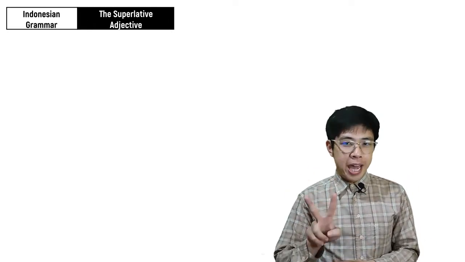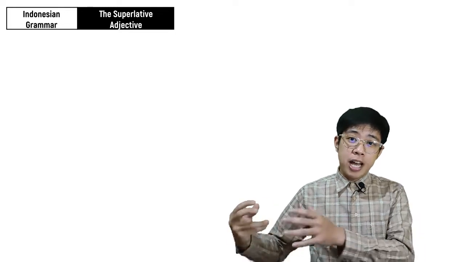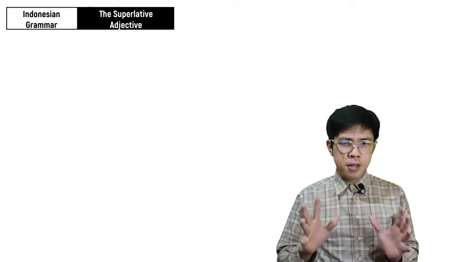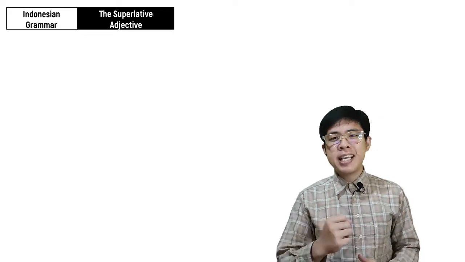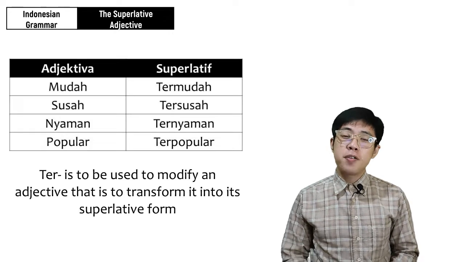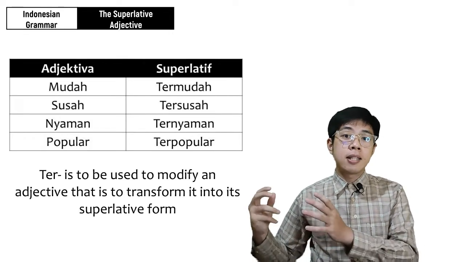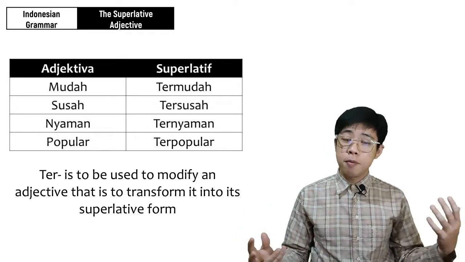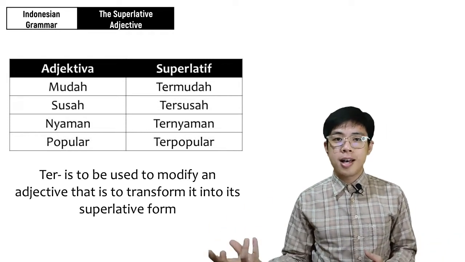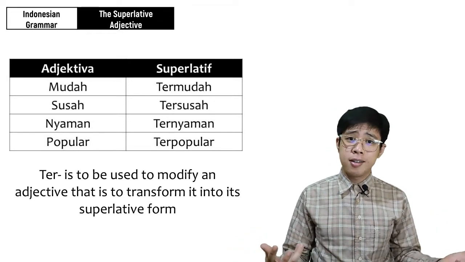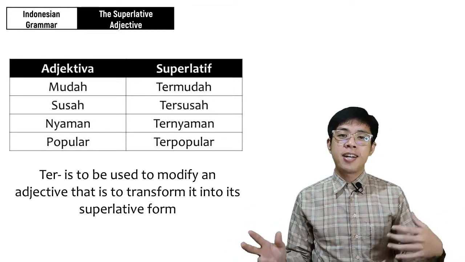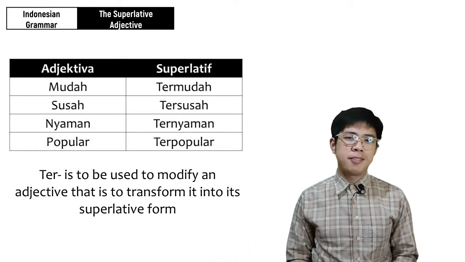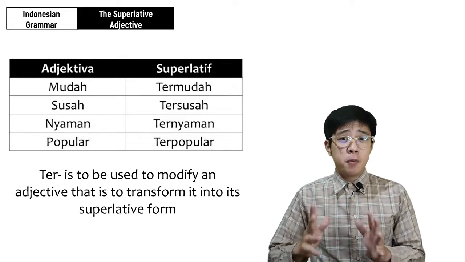You've got two ways of changing an adjective into its superlative form. And don't worry, it's a piece of cake, believe me. So first, you can use the ter prefix. Mudah, termudah. Susah, tersusah. Nyaman, ternyaman. Popular, terpopular. Say, it's just a walk in the park.